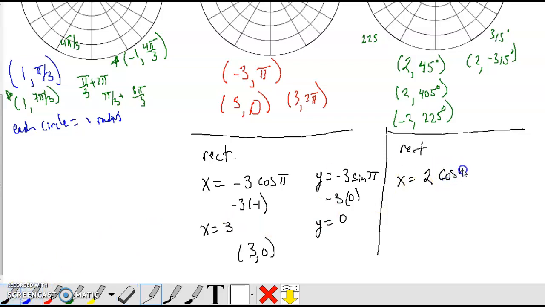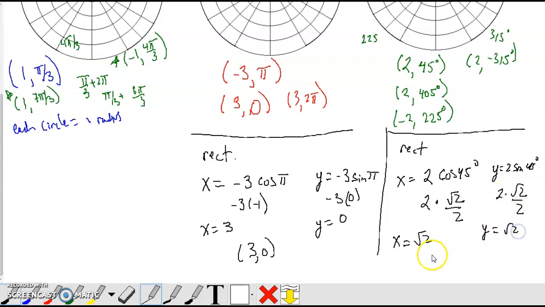So cosine of 45 degrees. This is 2 times root 2 over 2. So the 2's cancel away, leaving you with just root 2. I would do the same thing for y. So y is equal to 2 sine of 45. So again, 2 times root 2. The 2's cancel away, leaving you with just root 2. So again, here's our rectangular coordinates.